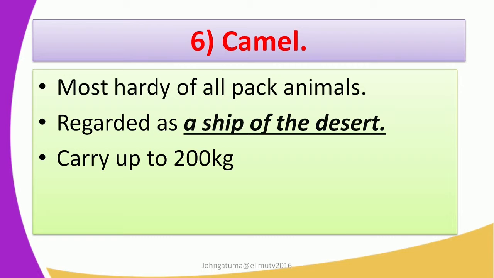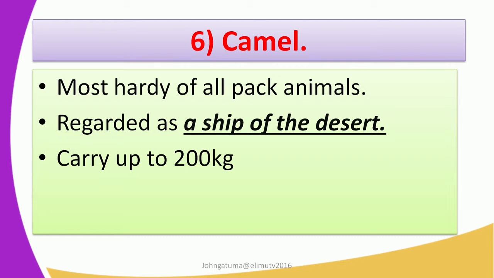Apart from the elephant, we have other animals such as the camel. The camel is one of the hardiest of all pack animals. You need to understand it's a very special animal, very, very hardy. When you say hardy, it's the strongest of all the pack animals that we have discussed. Therefore this one is regarded as the ship of the desert, because it is very suitable for the arid and semi-arid areas.